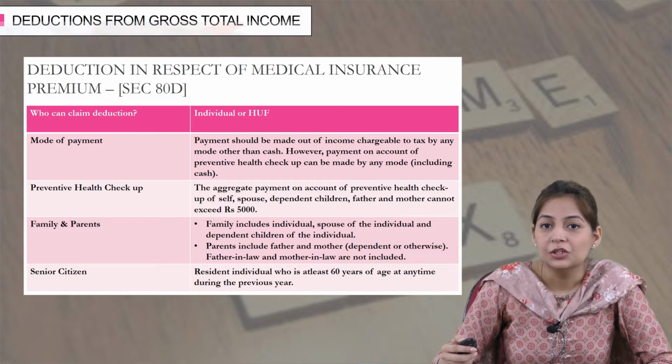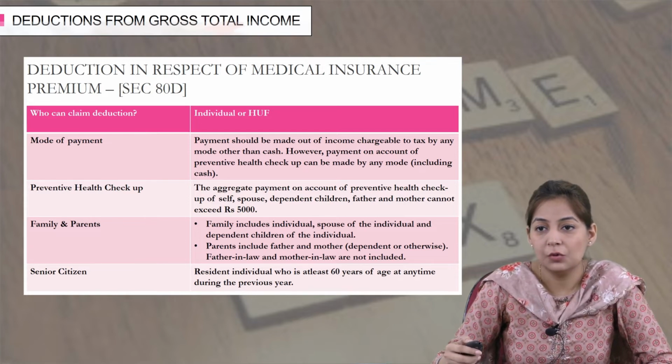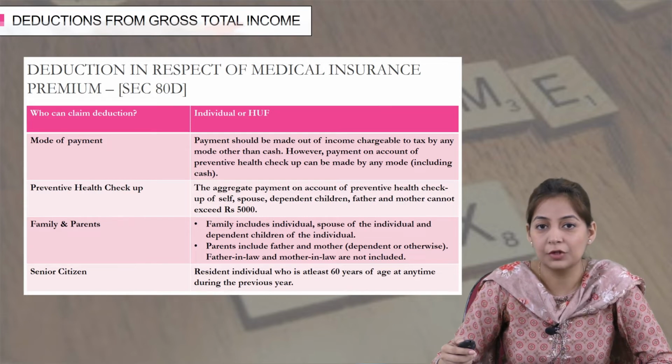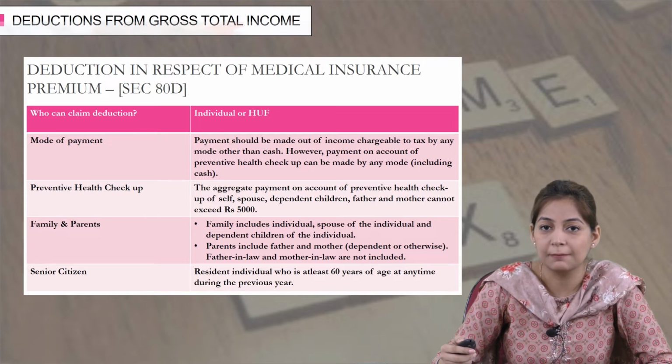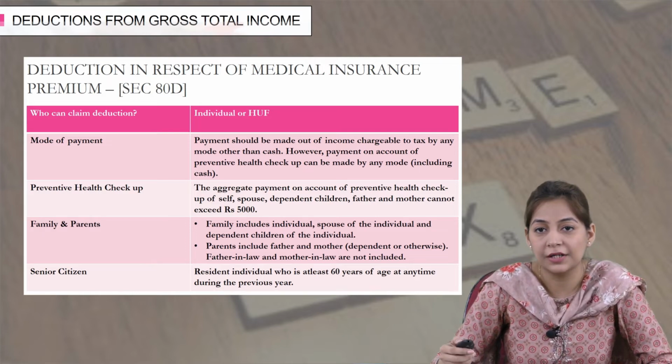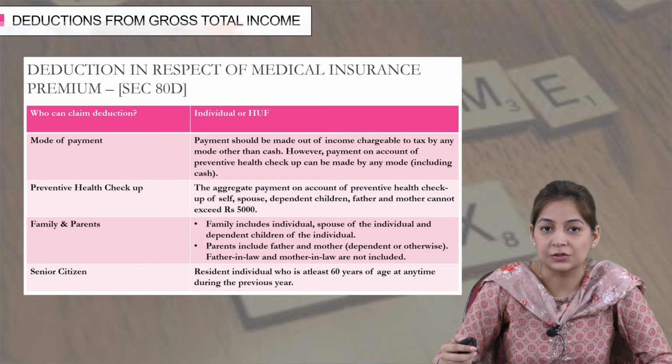Payment should be made by any mode other than cash, but if you are making the payment for any preventive health checkup, then you can make the payment in cash; otherwise the payment has to be by any mode other than cash. Next thing to remember is payment should be made out of income chargeable to tax. For example, to claim the deduction of section 80D, you have to make the payment out of your income which is chargeable to tax only.